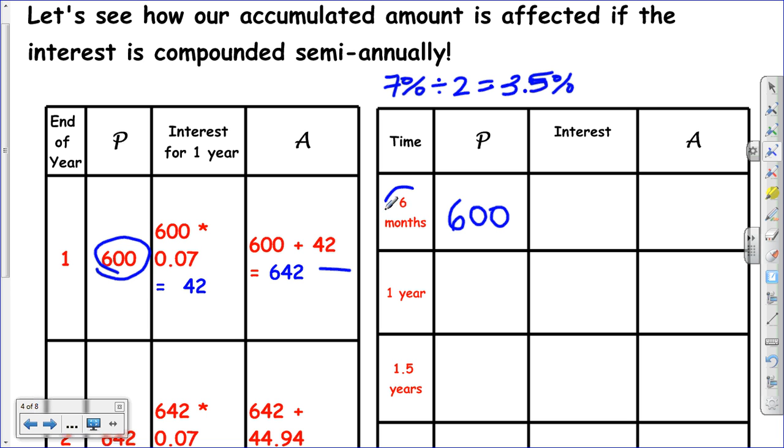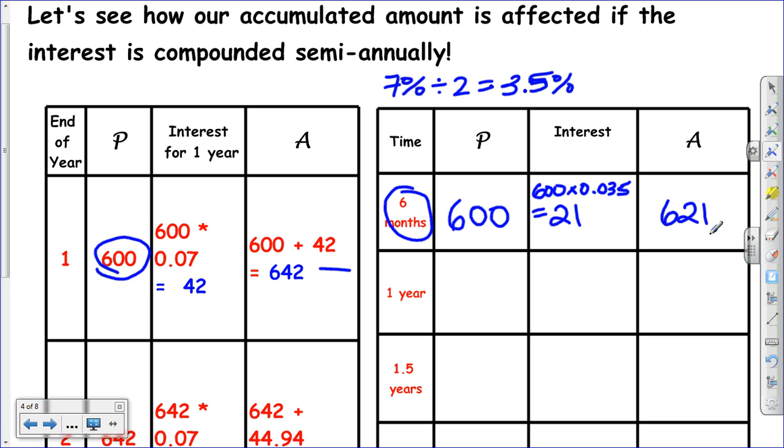So at the end of 6 months, you're going to get $600 times 0.035, because it's half of 7, and that gives you $21. And then we add the principal and the interest for a total of $621.